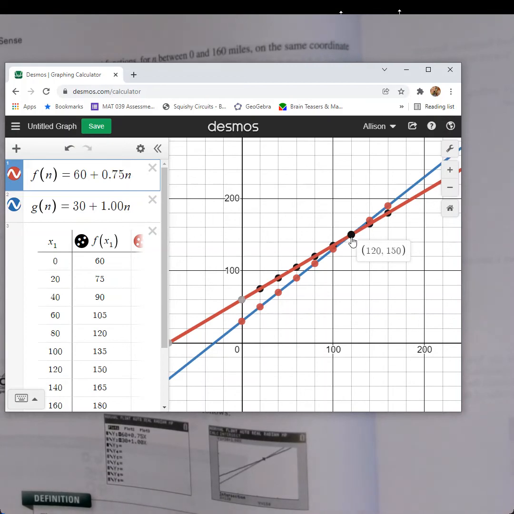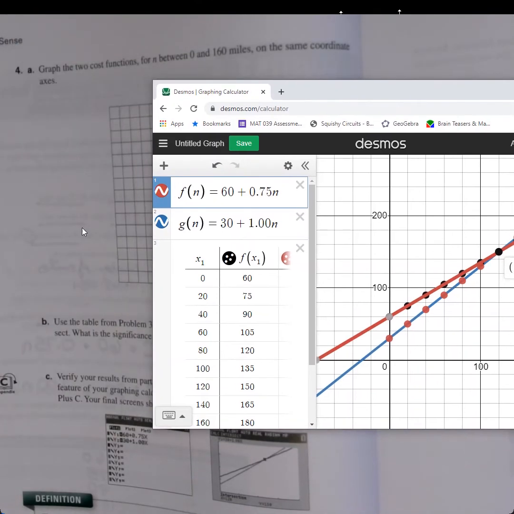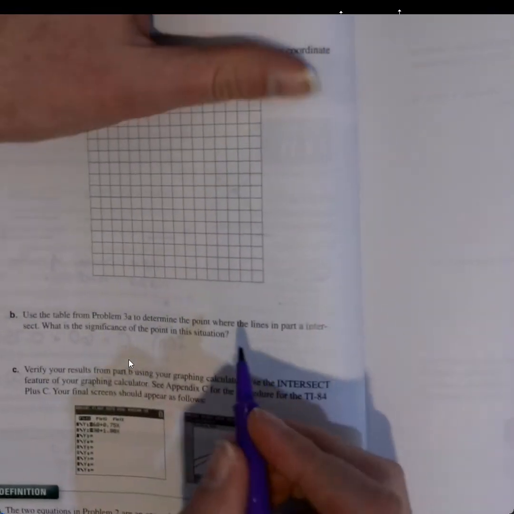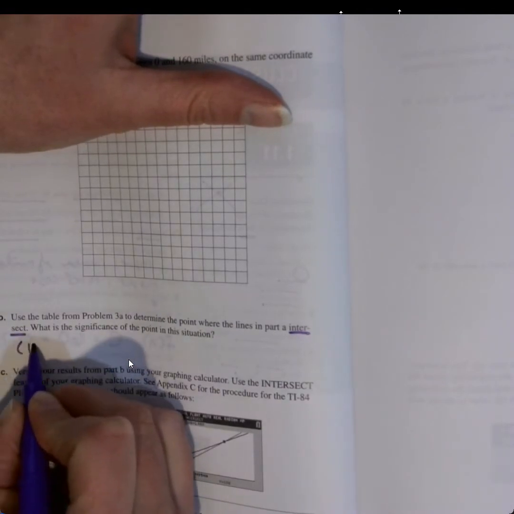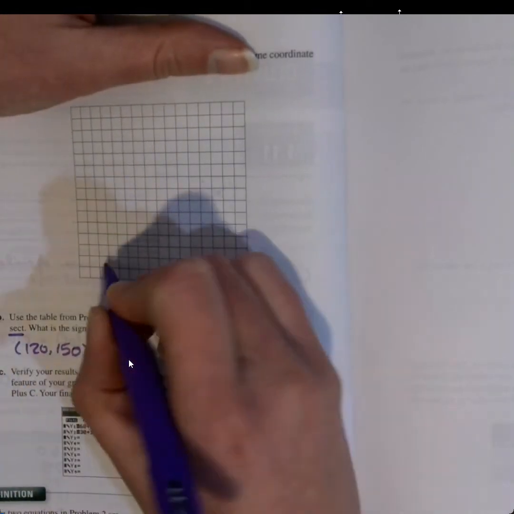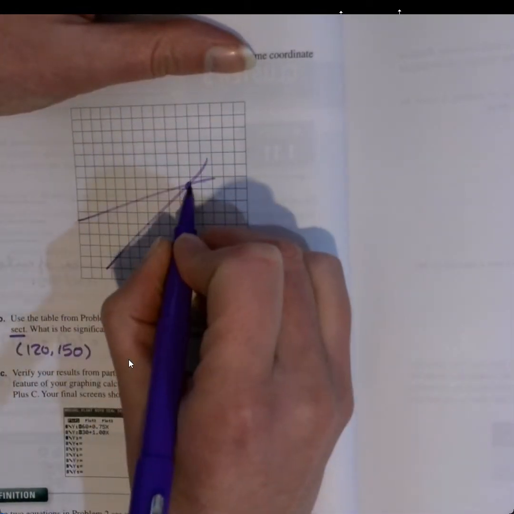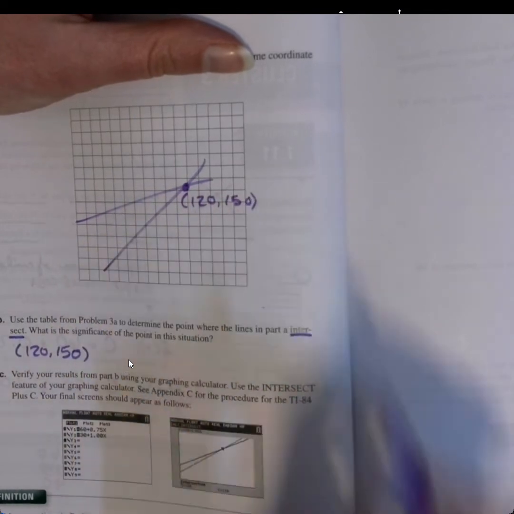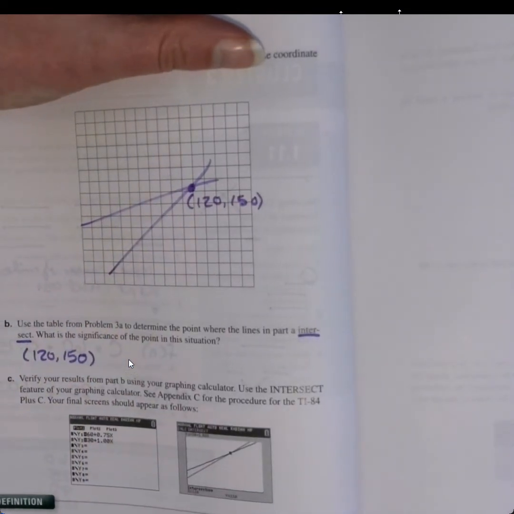So if I look at my graph, I can see the intersection point at a 120, 150, and that's what we're asking right here in B. If I determine the point where we intersect, that's at the point 120, 150. And just a quick sketch of our lines. We had 2 lines, and we're looking at the intersection point right there. Just by clicking on it, we got a 120, 150.